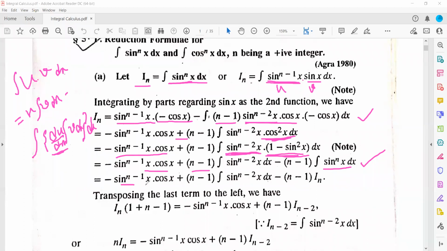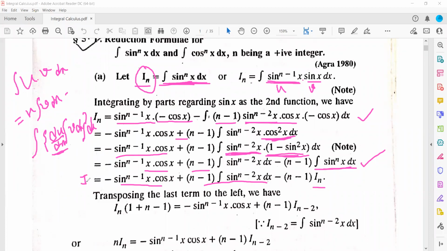Now this will remain the same. This is sine to the power n minus 1. This will also be the same. Now here, this integration of sine to the power nx dx, what you have considered its name? That is your In. So this and this are the same, so in place of this integration I can write In. Okay, now the left hand side is already In.